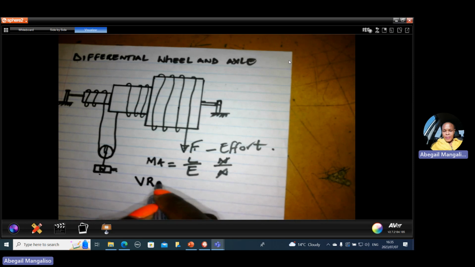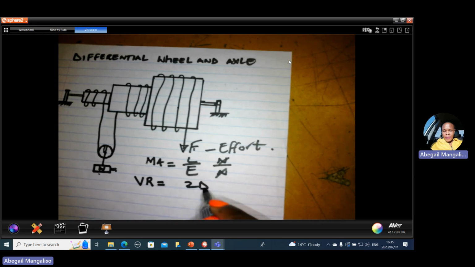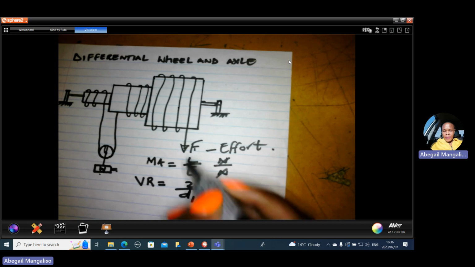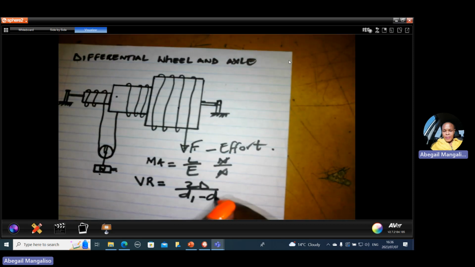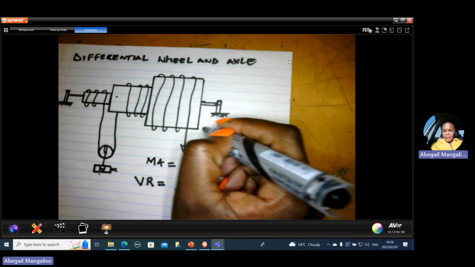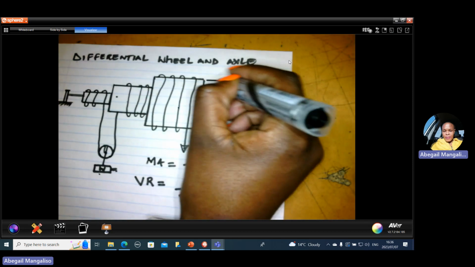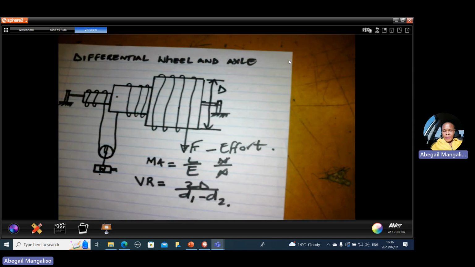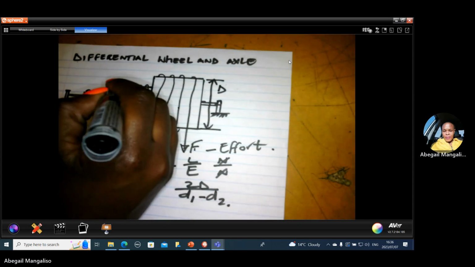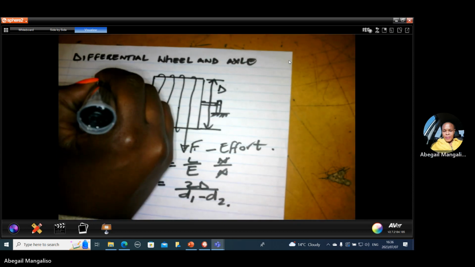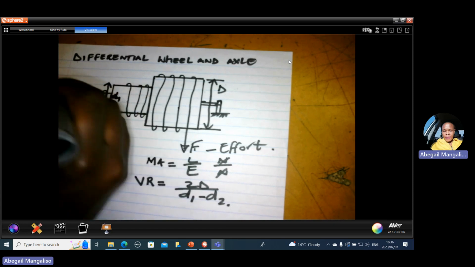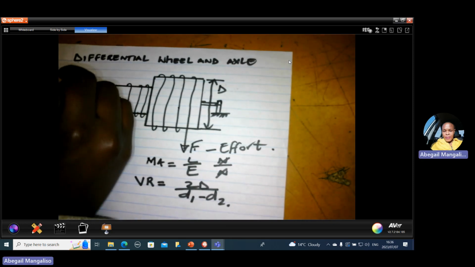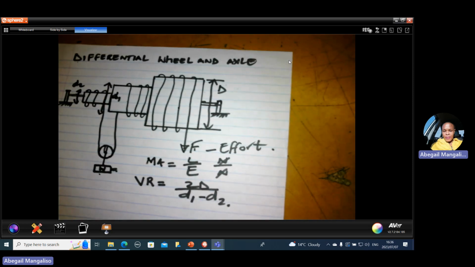The velocity ratio is equal to twice the diameter divided by D1, which is this diameter, minus D2. So you must be able to fully label it from here to here. This is the diameter of the wheel, which is capital letter D. And from here to here, this is D1. And this is the smallest diameter, which is D2. So you must be able to sketch and label, and do calculation on this type of machine.